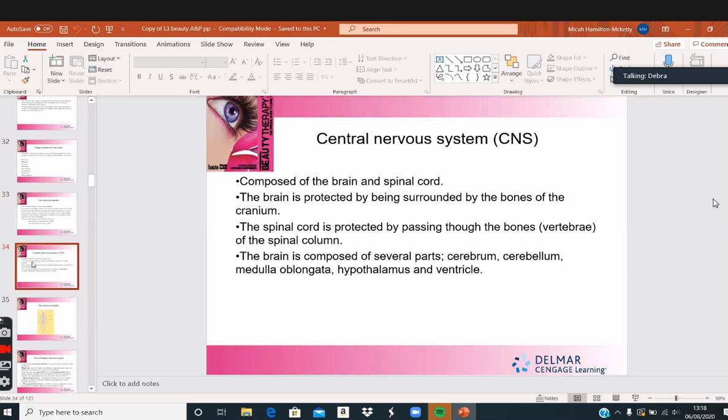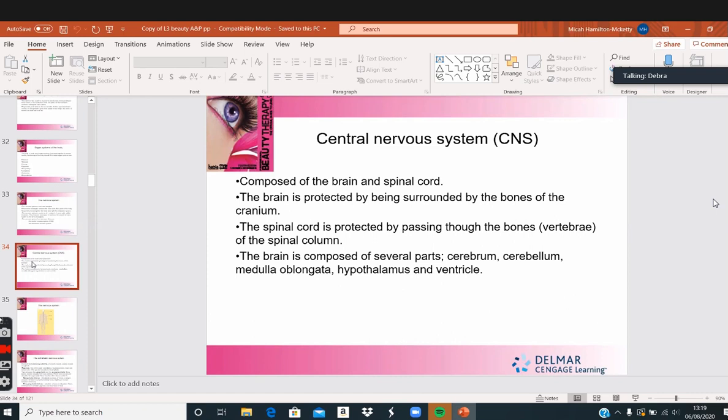The central nervous system, CNS, is composed of the brain, which is like a hard drive, and the spinal cord. The brain is protected by being surrounded by the bones of the cranium. The spinal cord is protected by passing through the bones of the vertebrae, which are in the spinal column. So you can see that these two structures are very important.